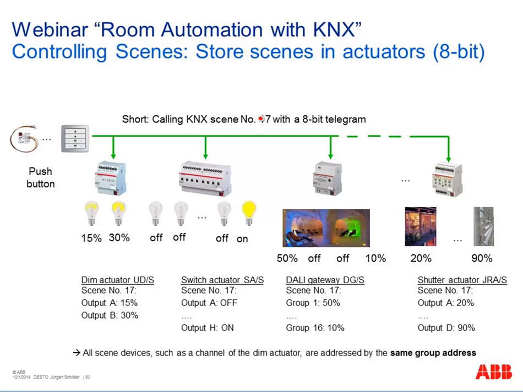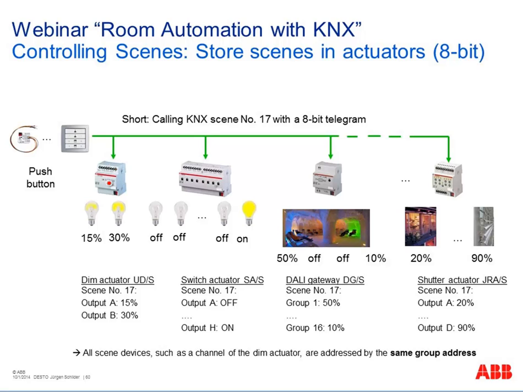The maximum number of scenes can be 64. So by sending one group address, we can send a command with up to 64 different scenes. And inside the KNX devices, which are not limited, we can have maybe 2 KNX devices or 100, 5000, it doesn't matter. All these devices are linked with the same group address. With one group address, we can call up to these 64.